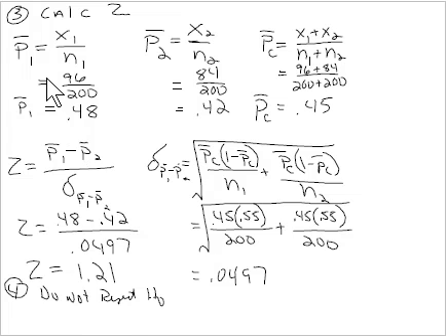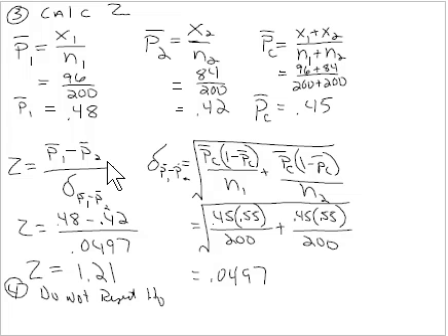Calculating z, first thing we do is find the proportion of men. This was found to be 0.48. The proportion of women was found to be 0.42. And for this computation, we need to find the combined proportion, p bar sub c. In this case, you add up all the successes, divide by the size of the sample, and you get 0.45.